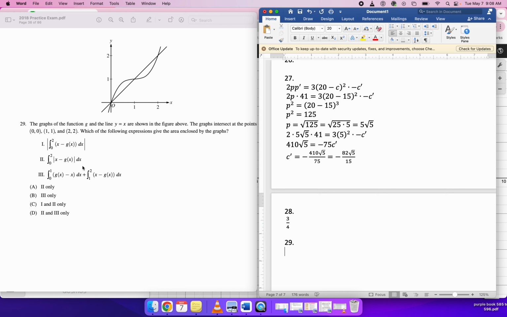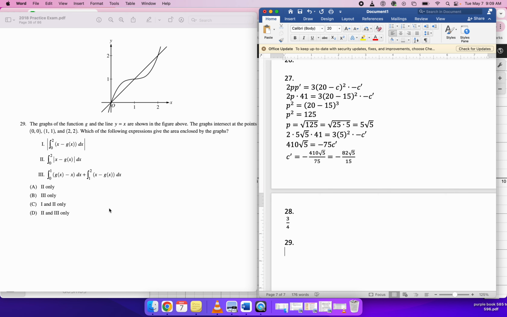But they change roles halfway through, right? Like from 0 to 1, g of x is on top and x is on bottom. So it's the integral from 0 to 1 of g of x minus x. Plus, and then on this interval, it's the reverse, right? X is on top, so it's x minus g of x. So the correct answer has to include 3. So it's either B or D.